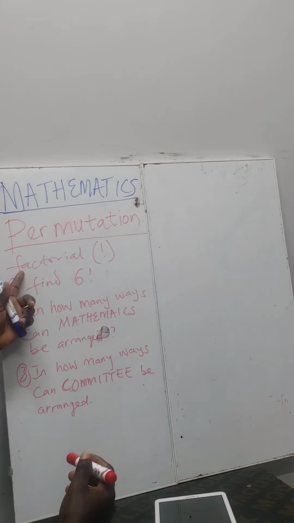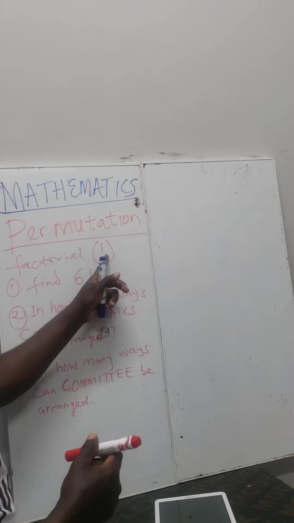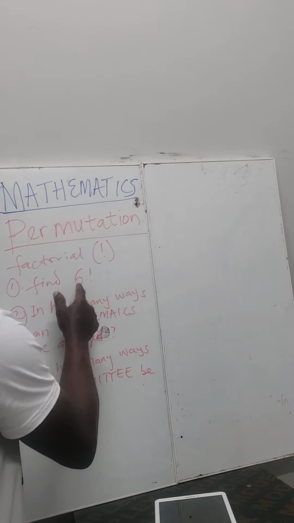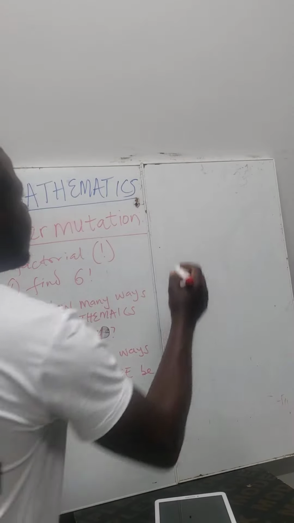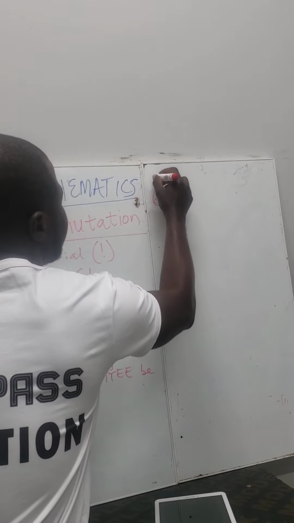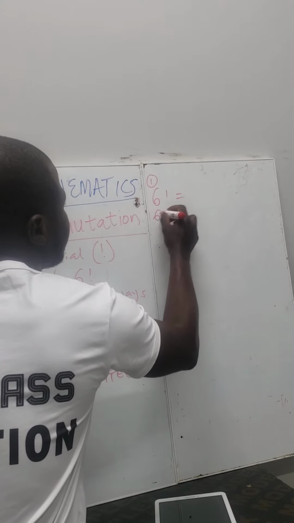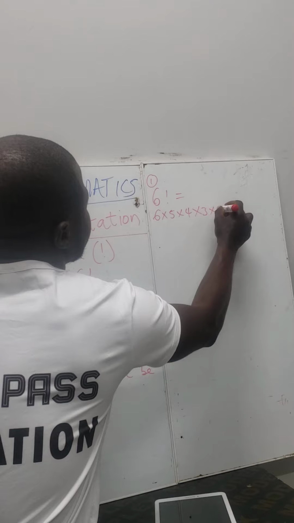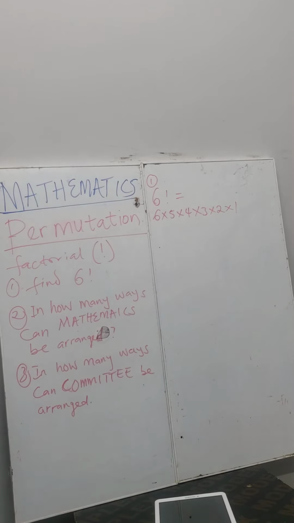Now, this is factorial. Let's start with factorial. This is the symbol for factorial. The question number 1 says find 6 factorial. 6 factorial simply means, that is solution number 1, 6 times 5 times 4 times 3 times 2 times 1. That is the meaning of 6 factorial.